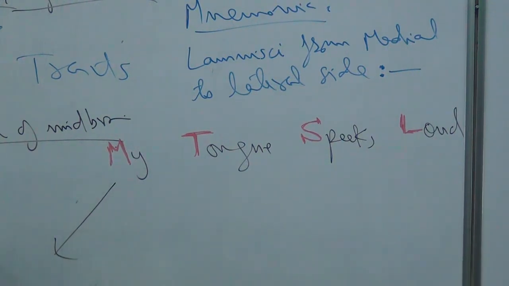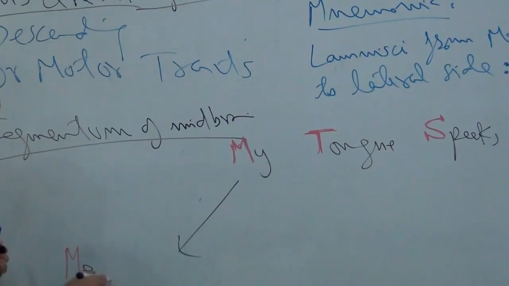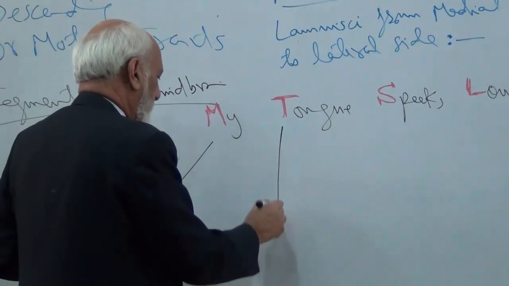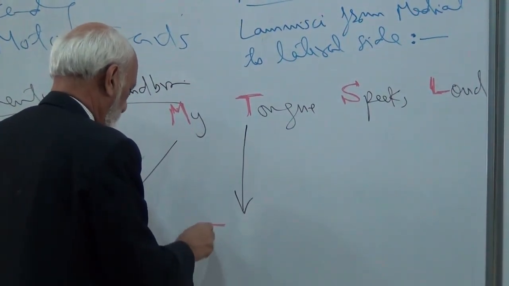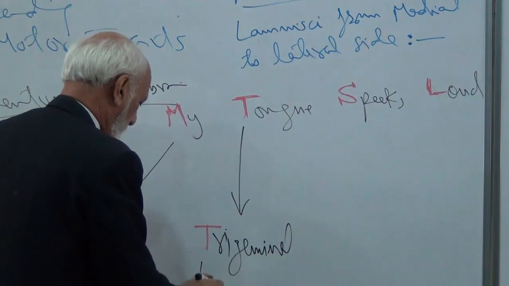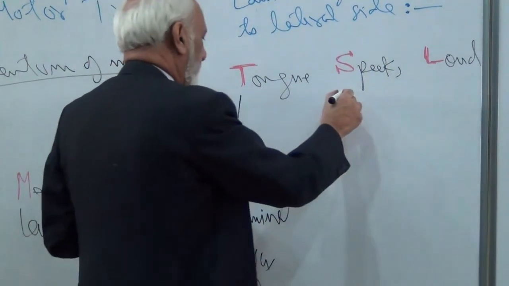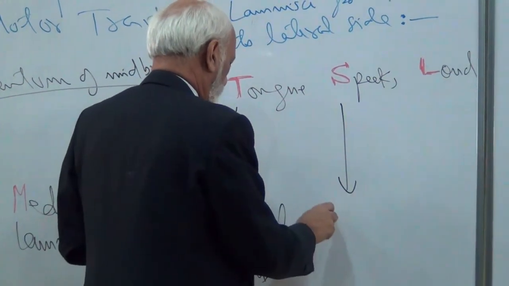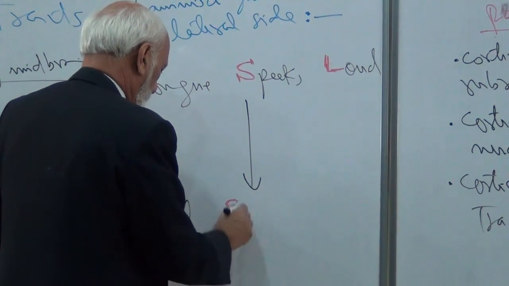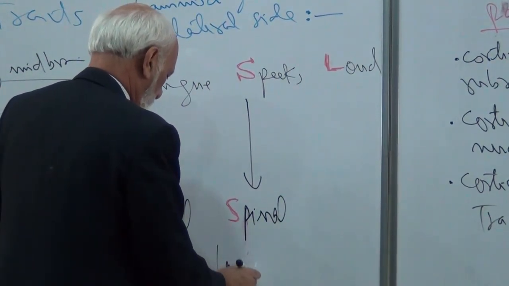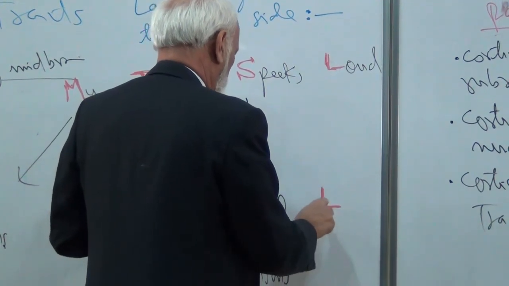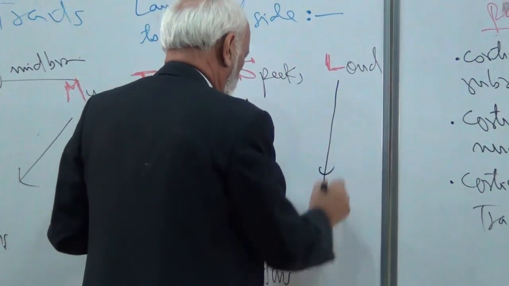M for medial lemniscus. Tongue, T for trigeminal lemniscus. Speaks, S for spinal lemniscus. And loud, L for lateral lemniscus.